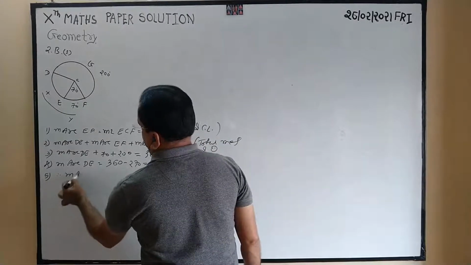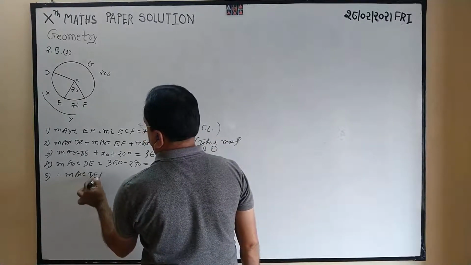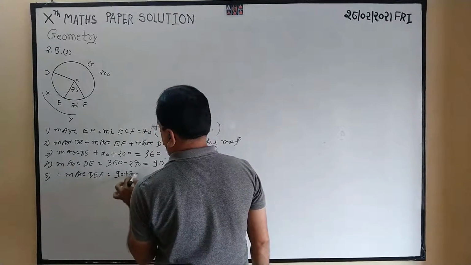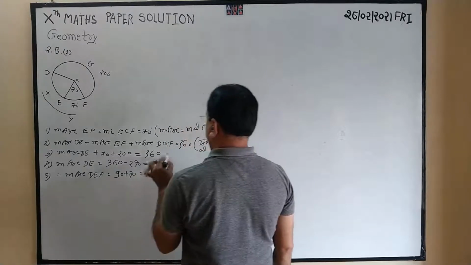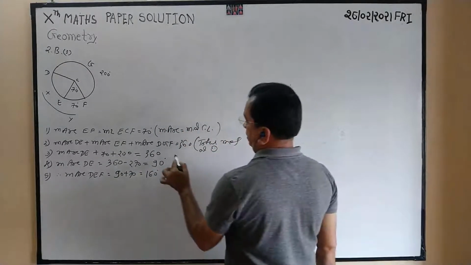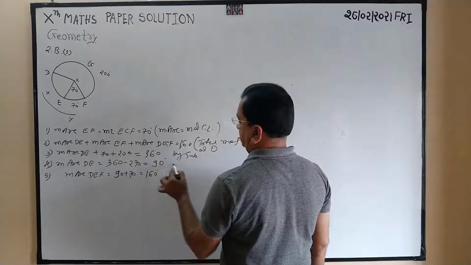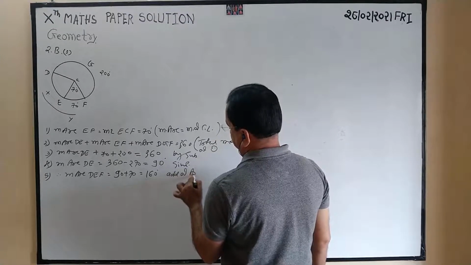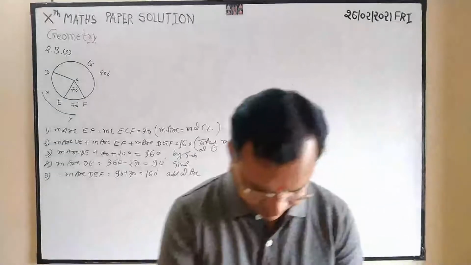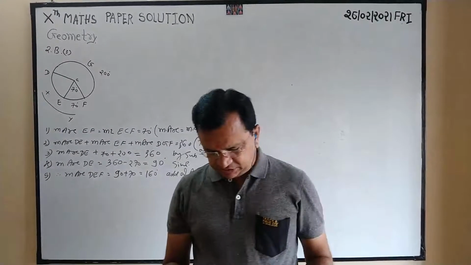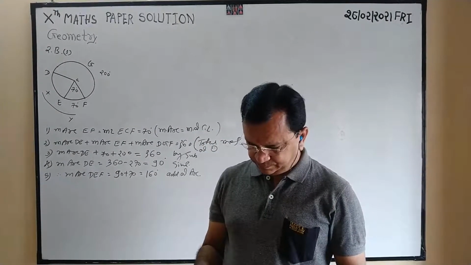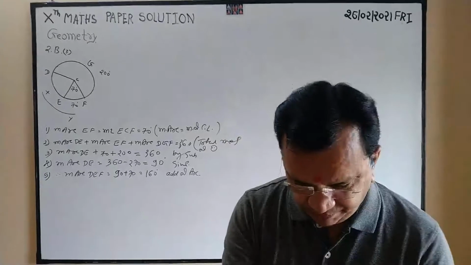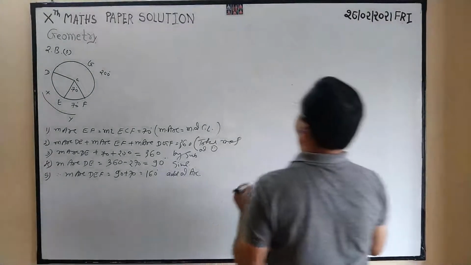Therefore, major arc DEF is equal to 90 plus 70, 160. By substitution, simplifying, addition of arc by adding 2 arc. Next, very important question, and many times they have asked.